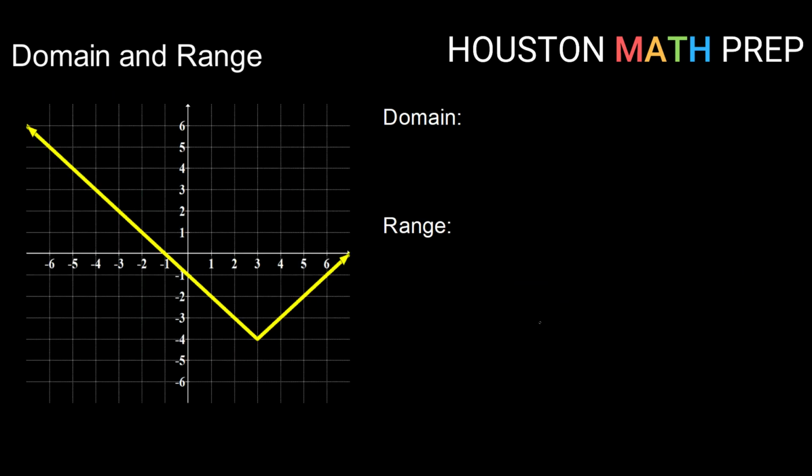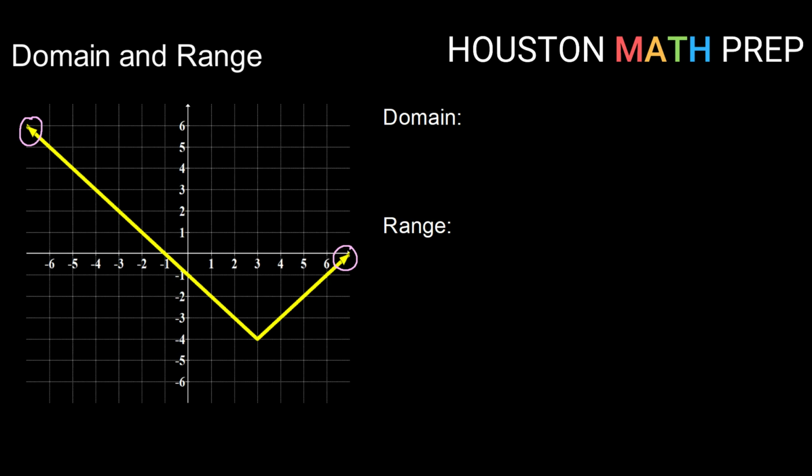Here's another graph that we can use to find our domain and our range. So here, one thing that is different is that I can see that I have arrows on either side of the edge of my graph. What those arrows indicate is that our graph doesn't end at what we can see, but continues indefinitely in the direction that the arrow is pointing.